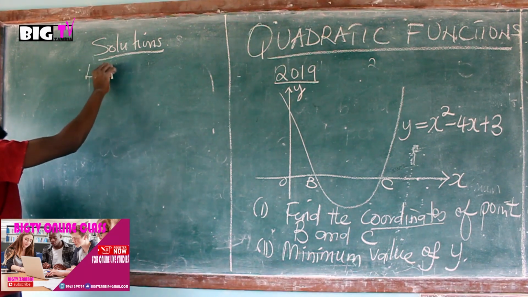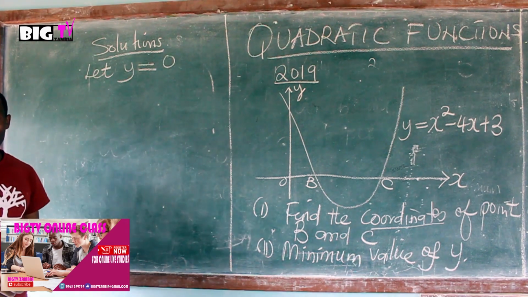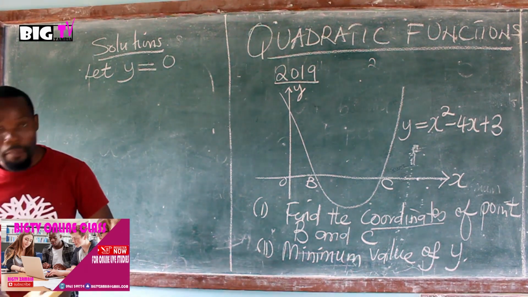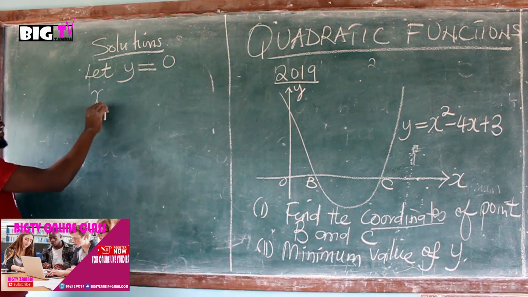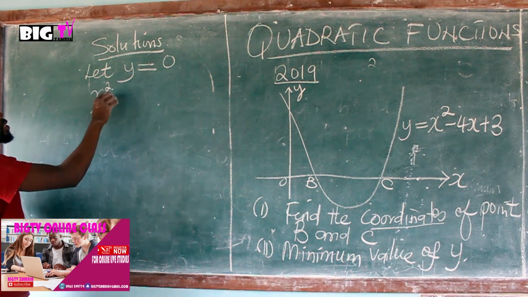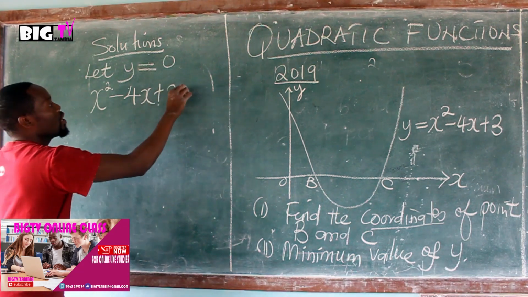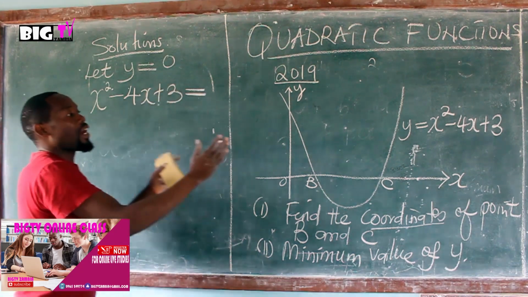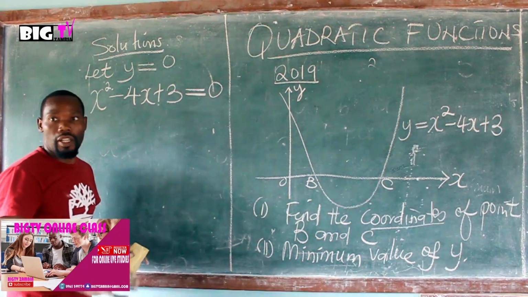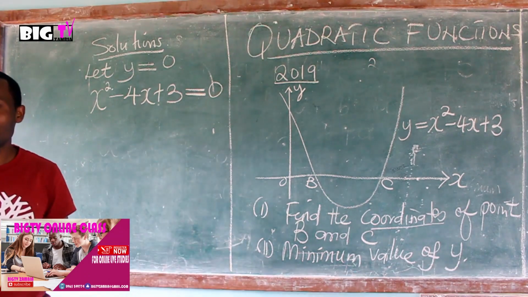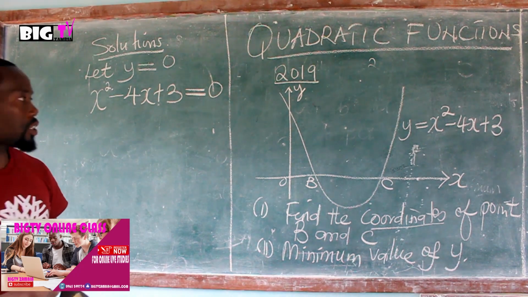Say let y be equal to 0. Are you seeing that? Let y be equal to 0, meaning that we are going to have x squared minus 4x plus 3. It does not matter why the equal sign here; we have just said it is equal to 0, so that it becomes a quadratic equation. That is what you must take note of.